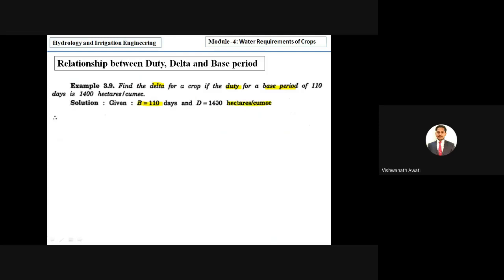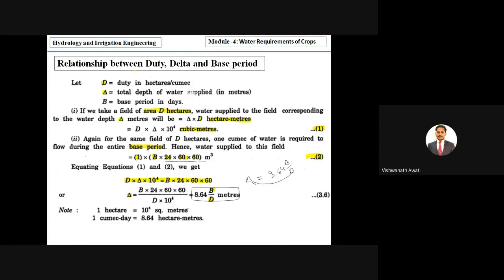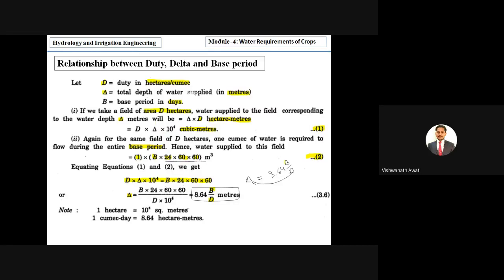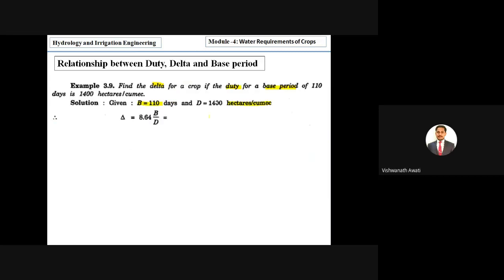D is required in hectares per cumec, delta is required in meters, and the base period in days, correct? Here they have given the base period in days and duty in hectares per cumec, right? So we refer to the equation we derived, 3.6, and substitute the values of B and D. You will get delta of 0.68 meters, and if you convert into centimeters you will get 68 centimeters.